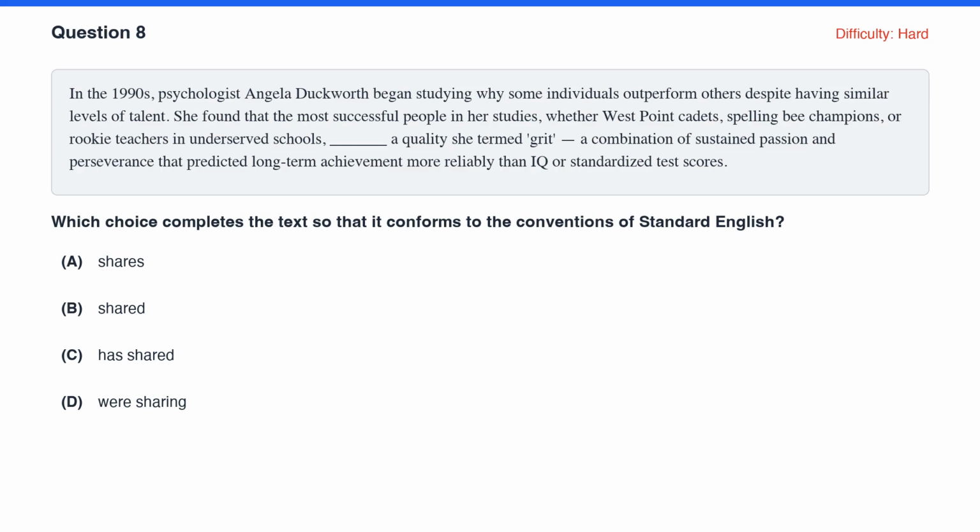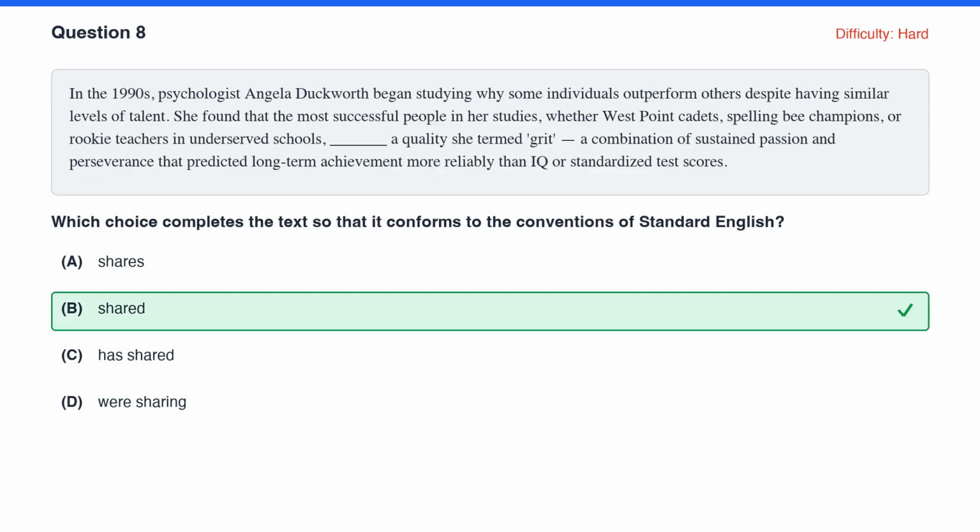A says shares, present tense and singular, wrong on both counts. B says shared, simple past and plural, matches people and the 1990s time frame. That's it. C says has shared, present perfect and singular, wrong number, wrong tense. D says are sharing. Grit is a quality people possess. They're not in the middle of sharing it. Simple past is natural here. The answer is B, shared. This question tests both Rule 2, find the true subject, and Rule 3, match the tense. If you got this one, you've nailed it.